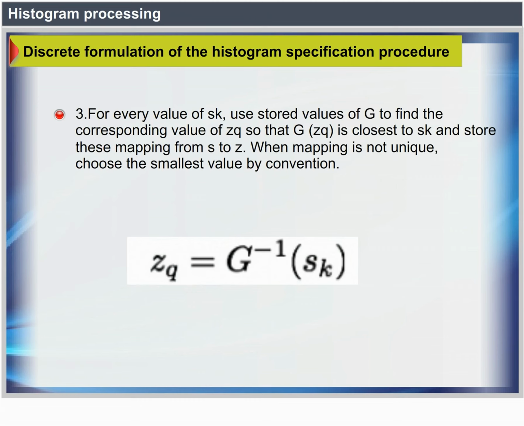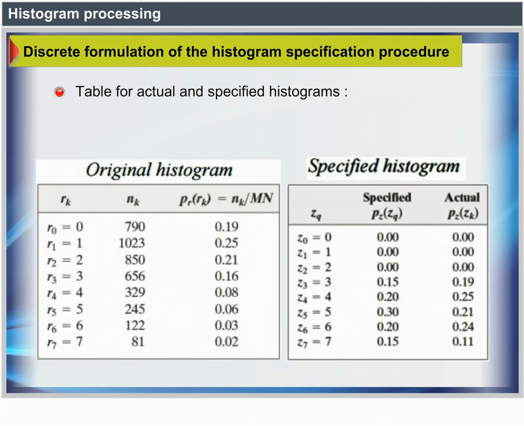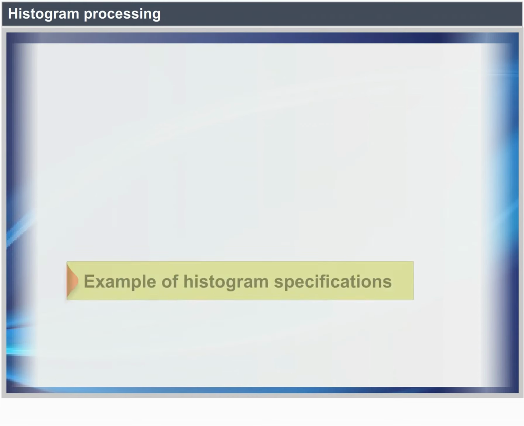The table for actual and specified histograms is shown on screen. Here, the histogram of a 3-bit image is shown, the specified histogram, the transformation function obtained from the specified histogram, and the result of performing histogram matching. Step 1: obtain the scaled histogram equalized values, shown on screen. Step 2: compute all values of G rounded, shown on screen.